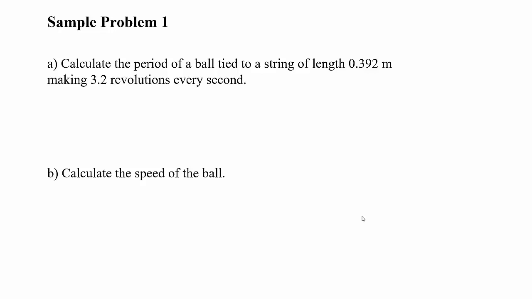In a separate video, we'll look at a couple of situations where there's more than one force acting. In this first example, I have a ball that's tied to a string. The length of the string is 0.392 meters, and it makes 3.2 revolutions every second. The first thing that we're asked is to find the period of this object.